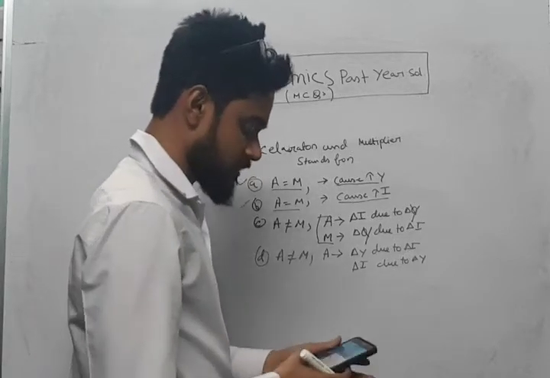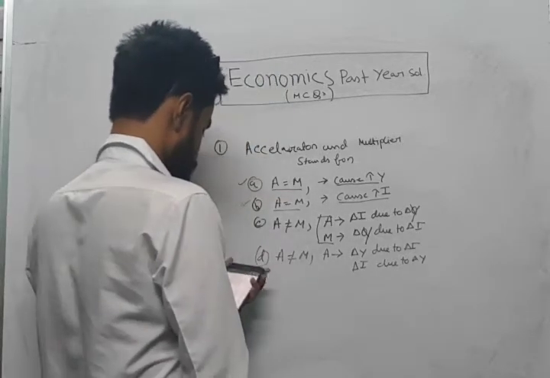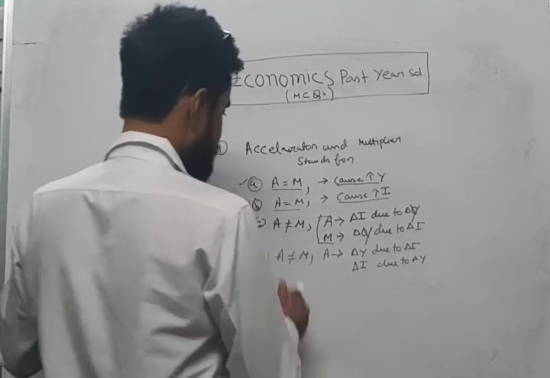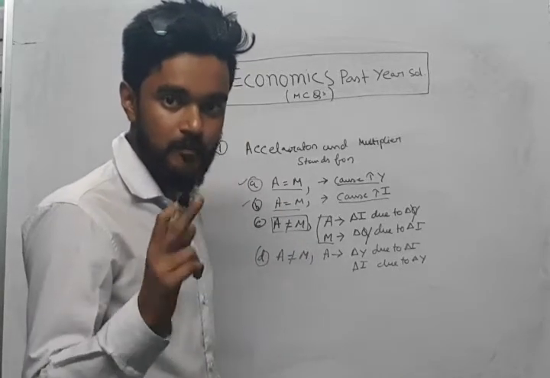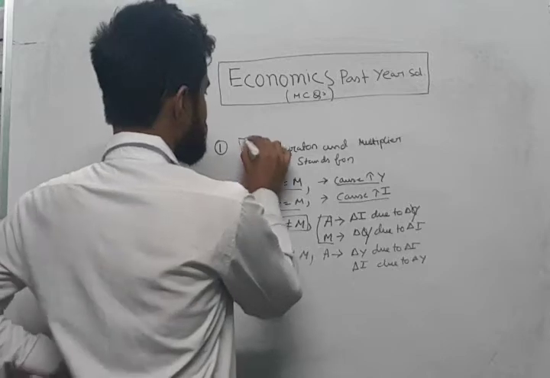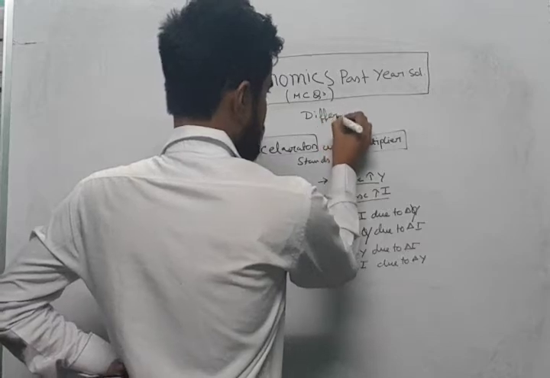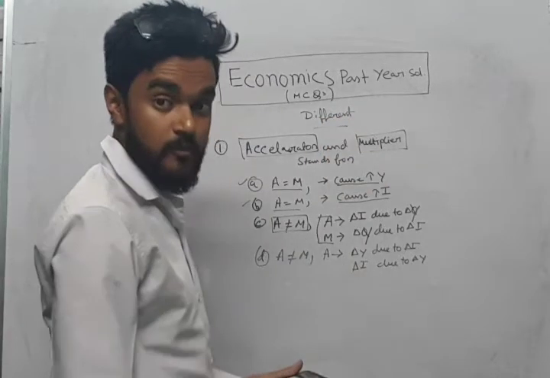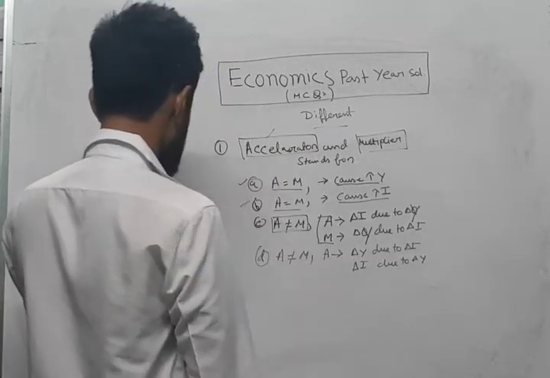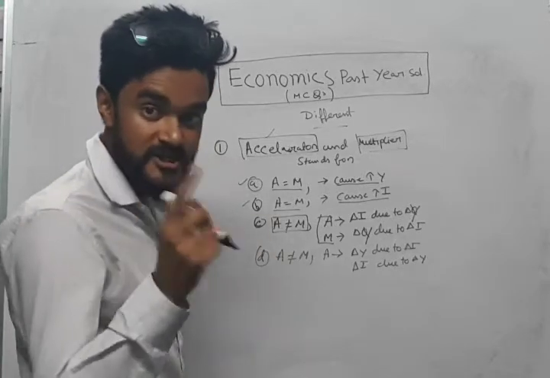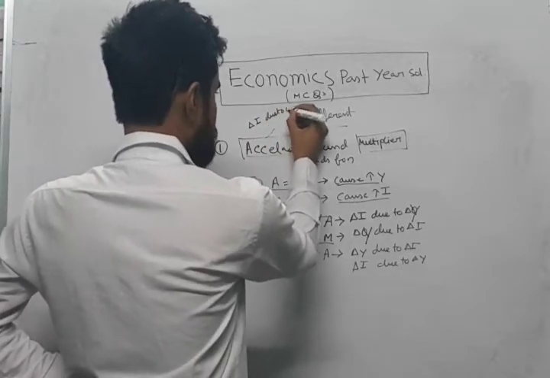First of all, we need to understand what that is. Accelerator and multiplier, they both are different things. That is the first thing we need to understand. Now we know that accelerator model measures the change in investment due to change in output.